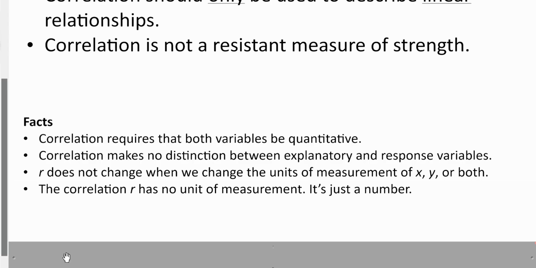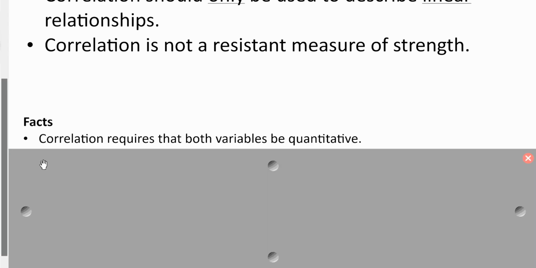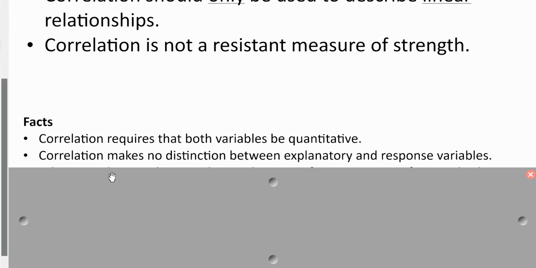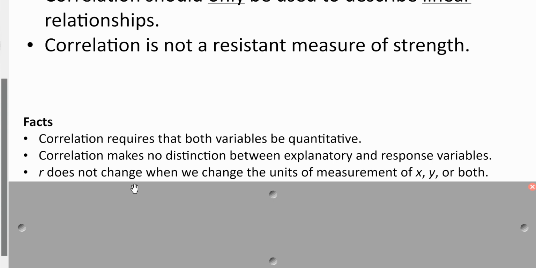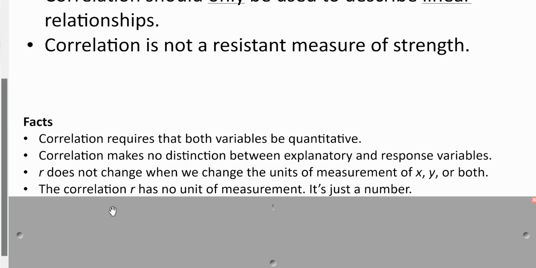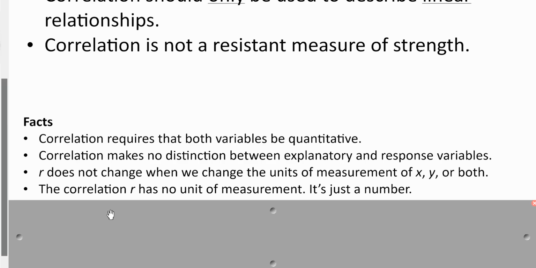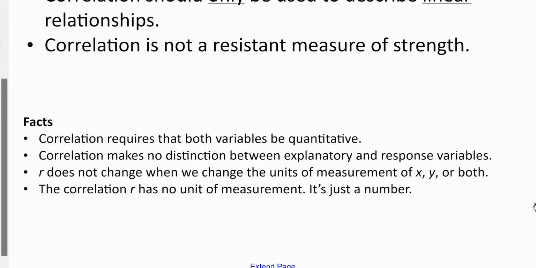A couple other things. It requires both variables to be quantitative. So we have two numeric variables. Correlation makes no distinction between explanatory and response. Doesn't matter if you flip the x and the y around. It'll still be the same correlation. Correlation does not change when we change the units of measurement for x or y. If we change units, it'll still remain the same strength. And the correlation has no unit of measurement. It's just a number that gives a number to a relationship between two variables.